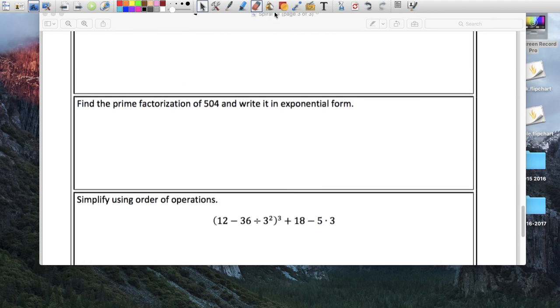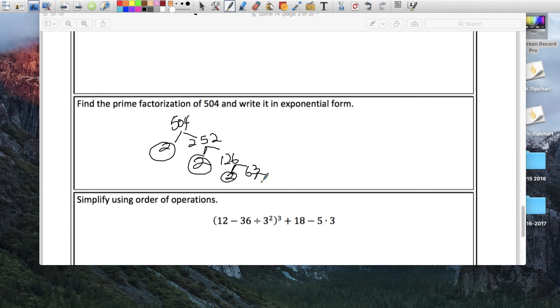Find the prime factorization of 504, in exponential form. So prime factorization, remember that little tree thing. Let's see. I'm going to stick with 2. 2 and 252. That works for me. Circle the 2. 252, I'm going to do 2 again. 252 divided by 2 is 126, so I'm okay with that. Circle 2 because it's prime. 126, I can use 2 again, and 126 divided by 2 is 63. Circle the 2.